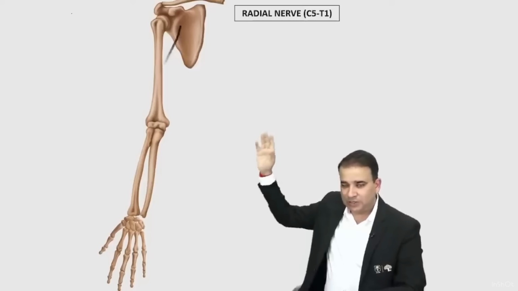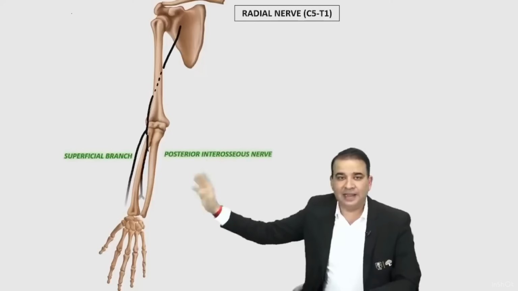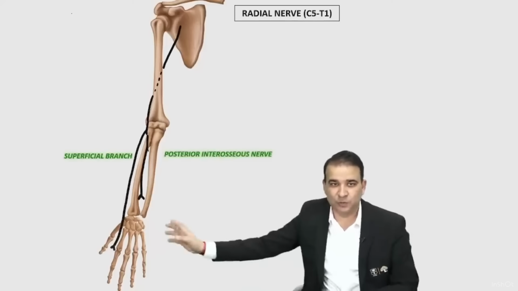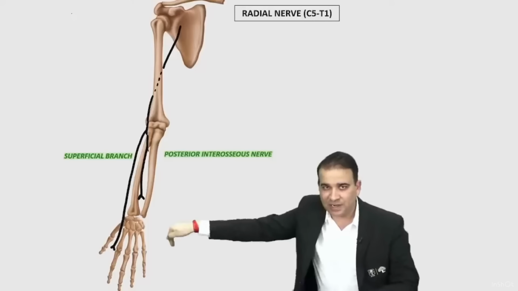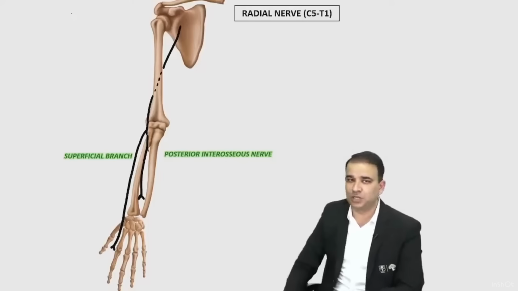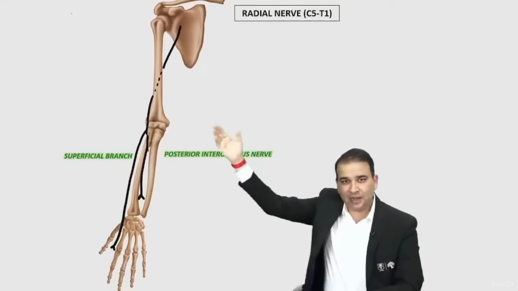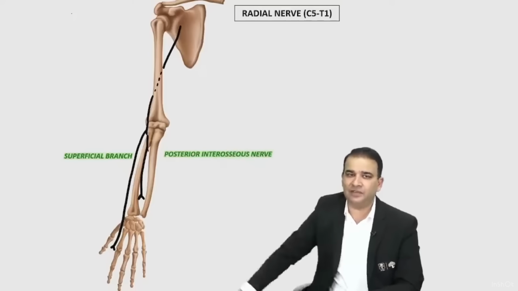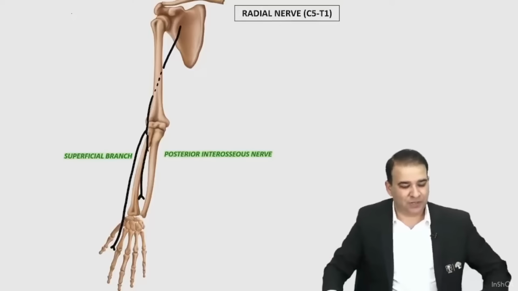It goes into the spiral groove that is behind the humerus, comes in front of the lateral epicondyle and divides into these two branches. So we have a superficial branch and we have a deep branch, which will pierce the supinator, that is called the posterior interosseous nerve. So the radial nerve in the spiral groove and then comes in front of the lateral epicondyle, and then it divides into the superficial branch and the posterior interosseous nerve.